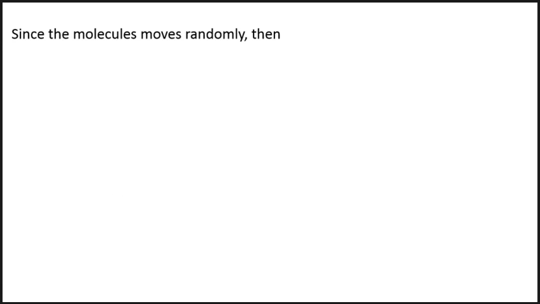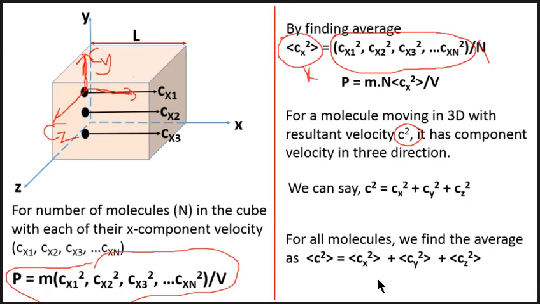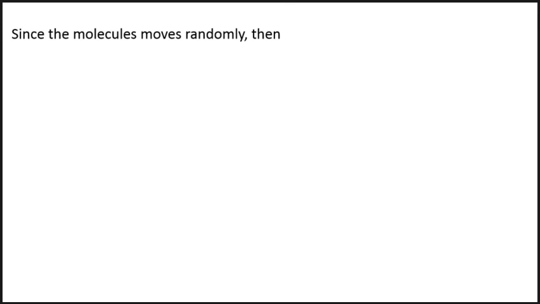So that means each velocity component will be equivalent to each other. What do I mean? That means the component of the velocity in the x-axis will equal the component of the velocity in the y-axis, and will equal the component of the velocity in the z-axis. Okay? And don't forget that we are dealing with the mean square velocity in this case.